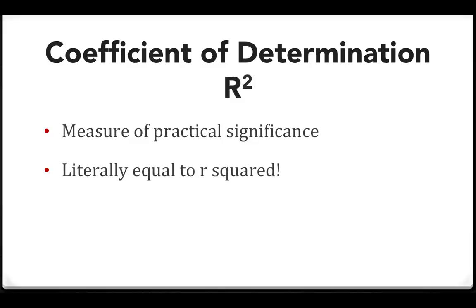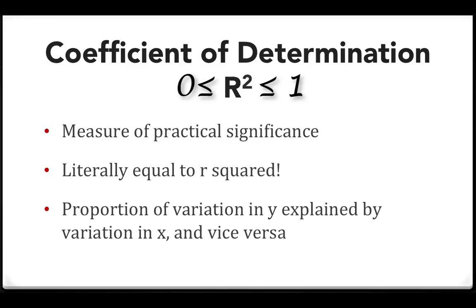Because it's a squared value, it will always be positive, and because Pearson's R is always between -1 and +1, r squared will always be between 0 and +1. It measures the proportion of variation in y explained by variation in x, and vice versa. So it's the proportion of shared variance.